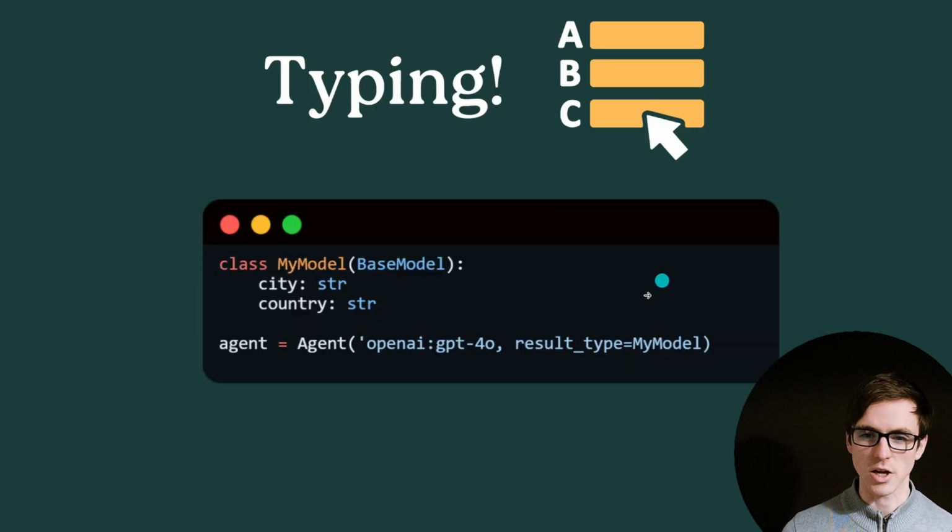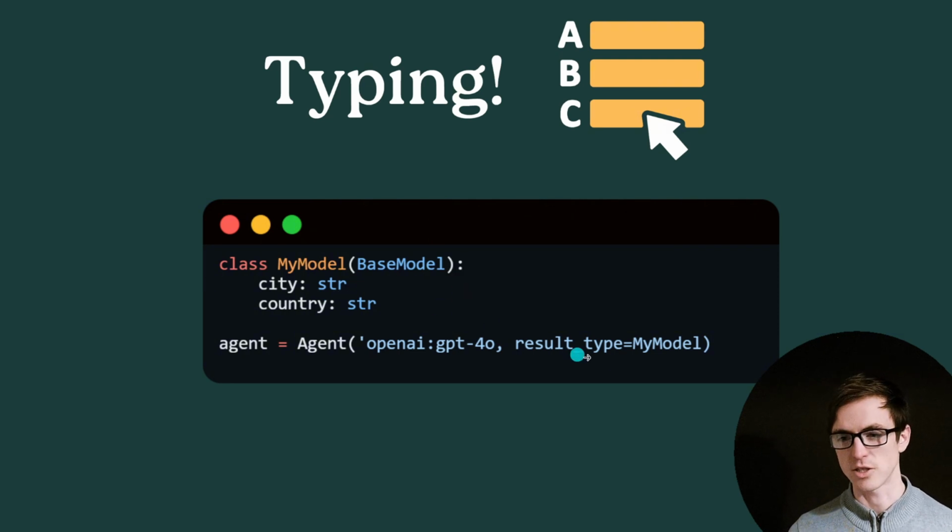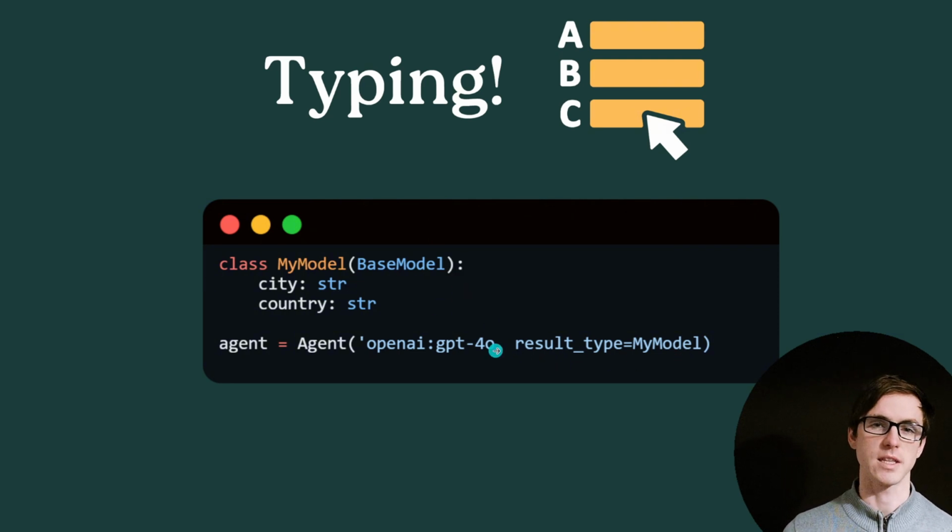What this looks like in code is that you can define a model class and pass this into your agent, and then it guarantees that the output of your agent is going to be my model with a city and a country. This is supported by other frameworks like LangChain, but the fact they've baked it into the agent framework just makes that a little bit easier.